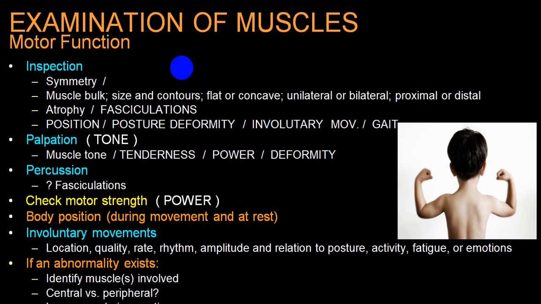If muscle feels flabby, that is hypotonia. And if muscle is giving a good resistance, that is normal tone. But if there is an increased resistance during palpation and it feels a little hard, that is hypertonia. And while palpating, you also look for tenderness.